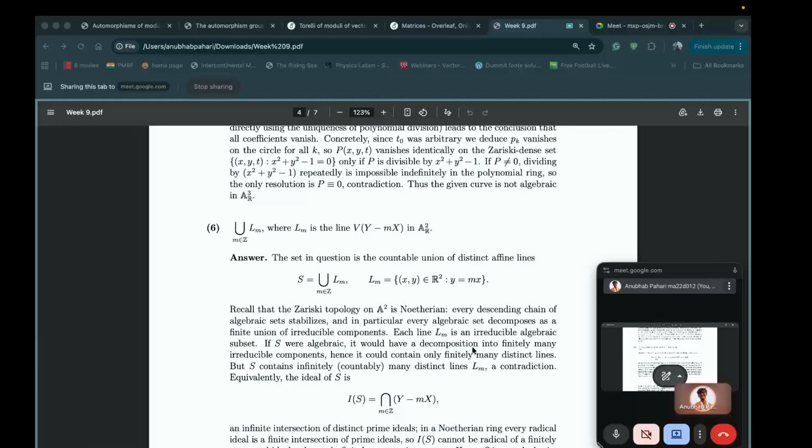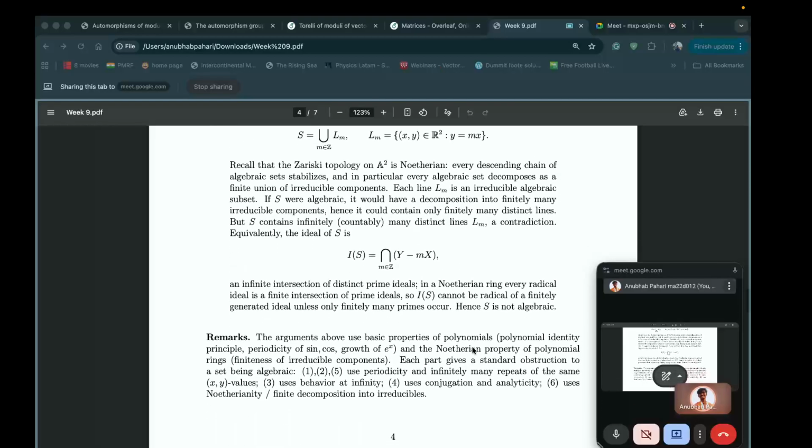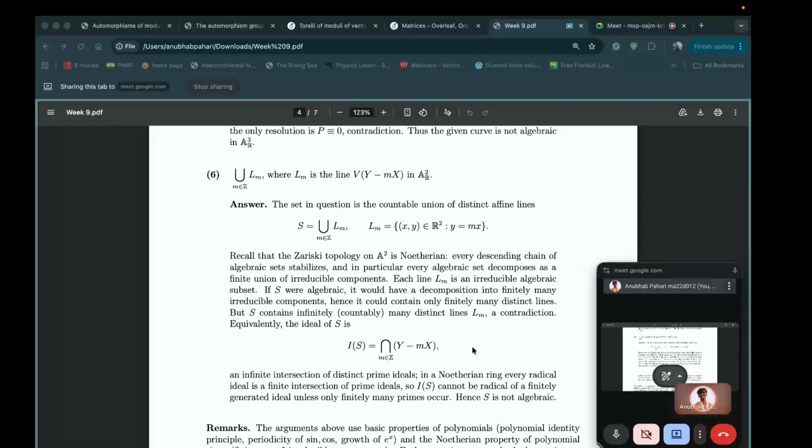Now let us focus on the next problem, which says that the union of L_m, where L_m is the line V(y − mx), that is the zeros of (x,y) satisfying y − mx = 0 in A²(R). So we have to show that this is not an algebraic set. By this we will show that the infinite union of algebraic sets is not an algebraic set, which gives us the natural definition of an algebraic set or the Zariski topology. Let us try this for 5 minutes.